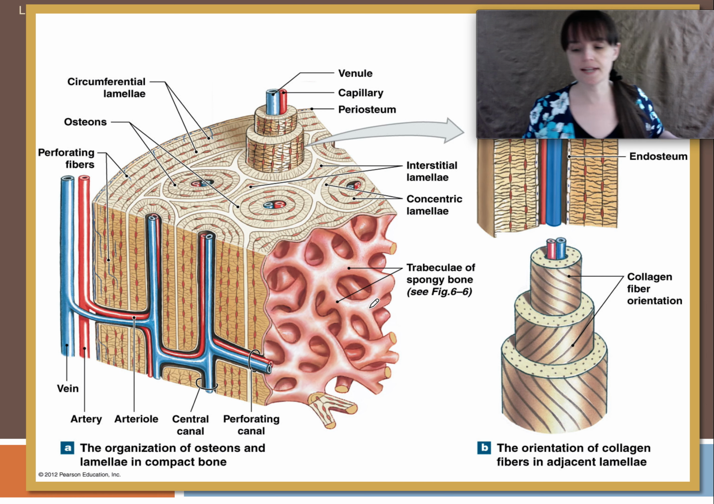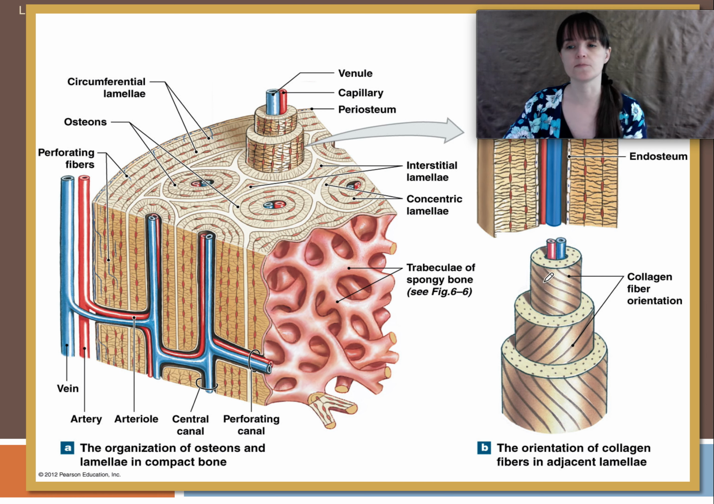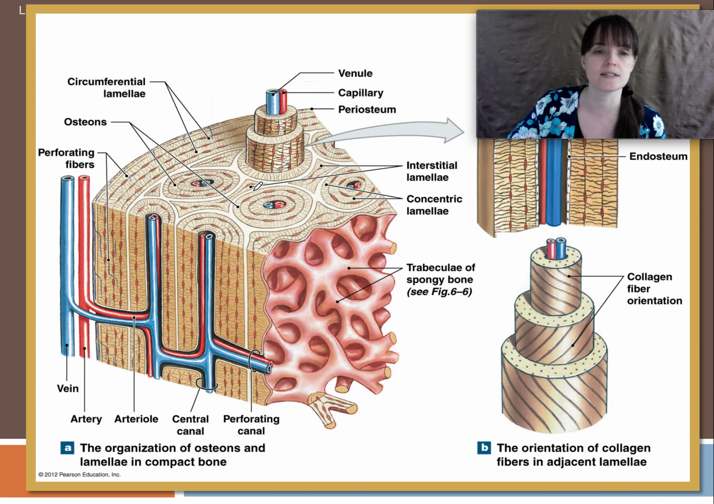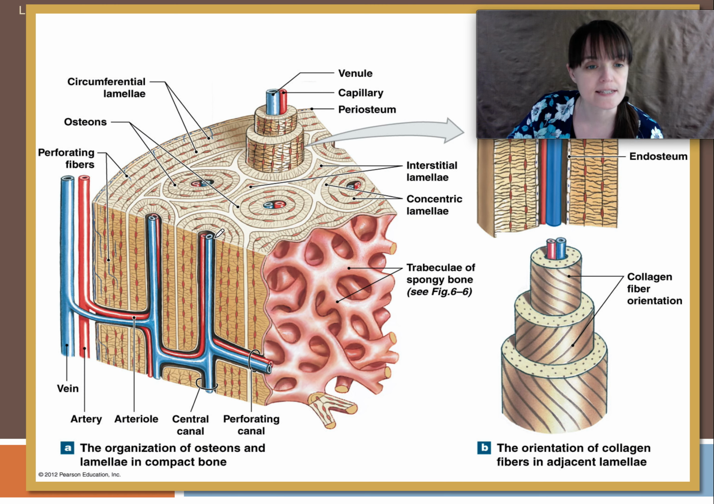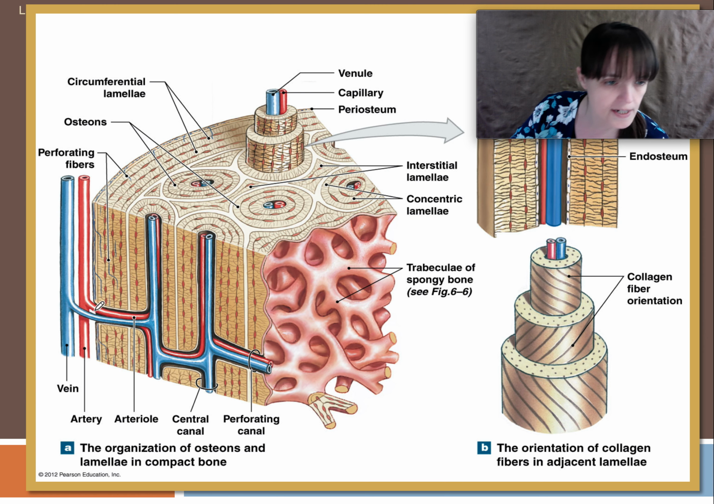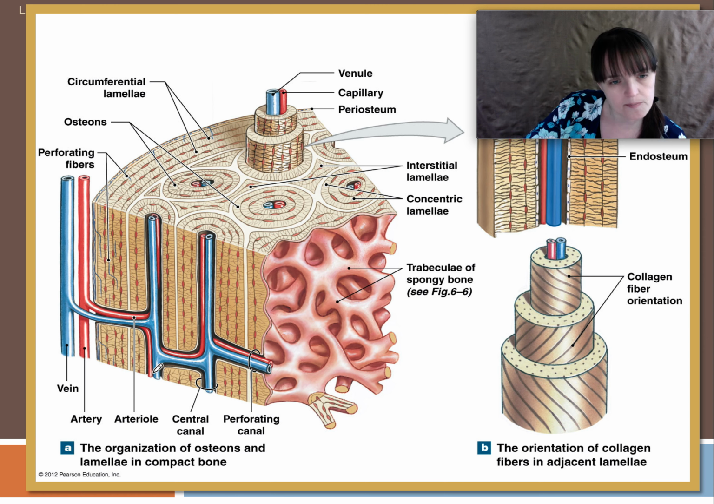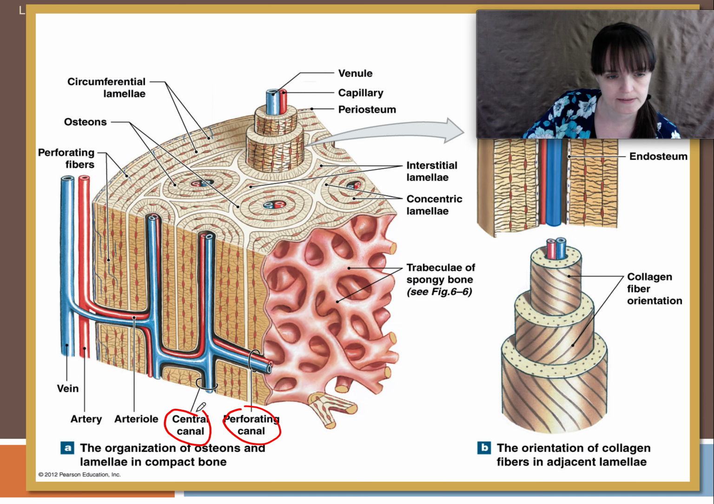All right, so an osteon, we've mentioned, is the functional unit of mature compact bone. Here's an osteon. Each of these rounds is an osteon. The central canal is the center of the osteon, and it contains the blood vessels. And the perforating canals carry blood in. Here's our term, perforating canal. Central canal, osteon.